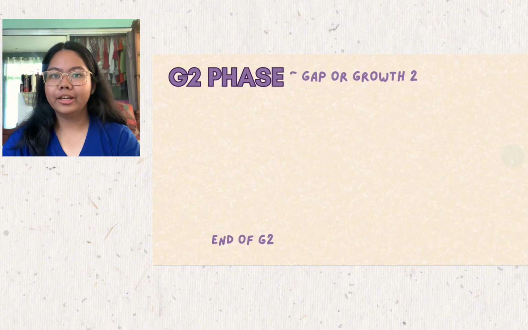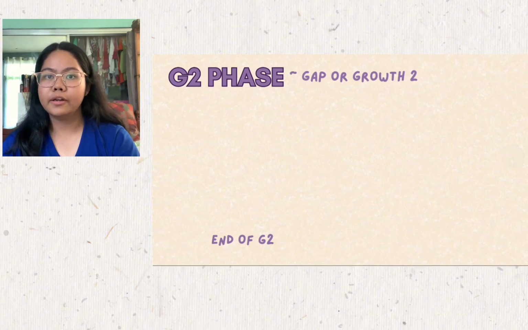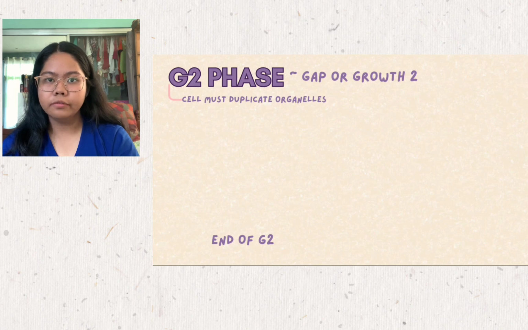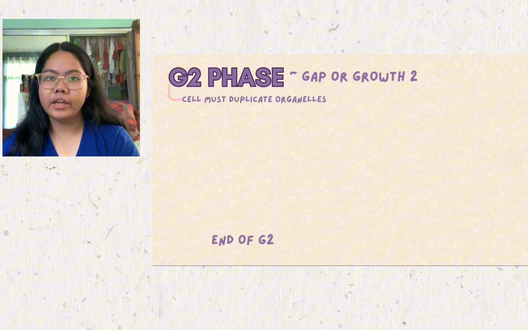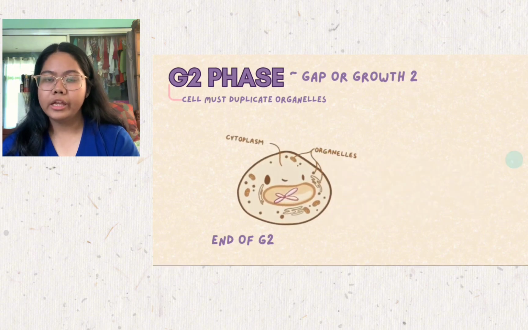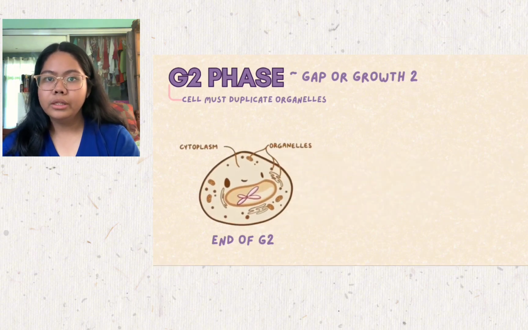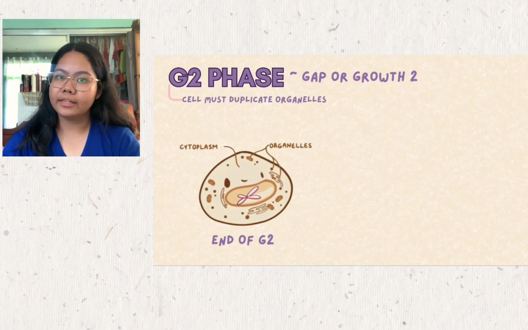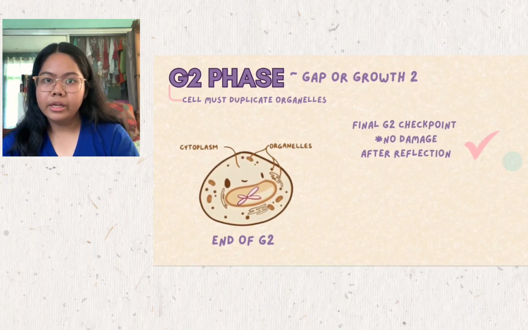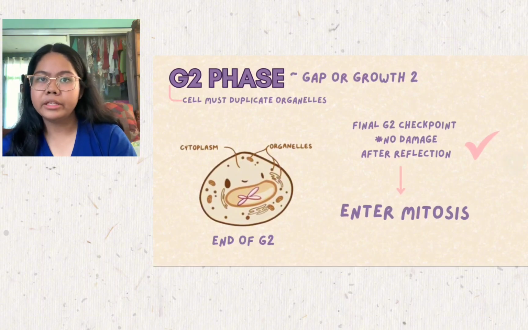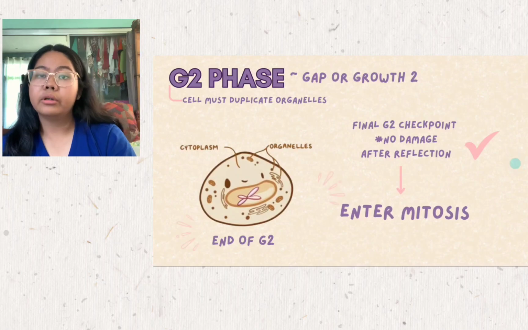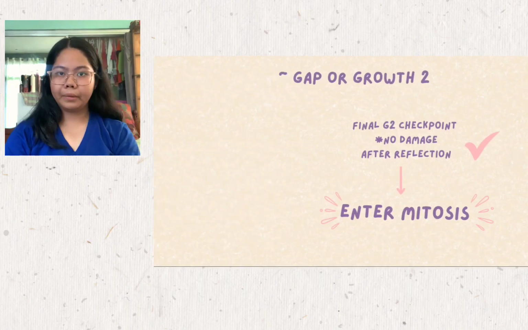The cell now enters the G2 phase. G2 stands for gap or growth 2. Even after synthesizing the copies of DNA, the cell has to duplicate organelles so there are enough for both daughter cells. In fact, at the end of G2, the cell will look like a big balloon of cytoplasm and organelles. Before it can divide though, it should pass the final G2 checkpoint. If there's no DNA damage after replication, it now enters mitosis.